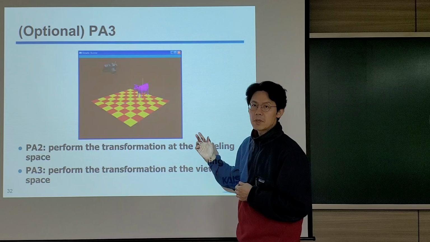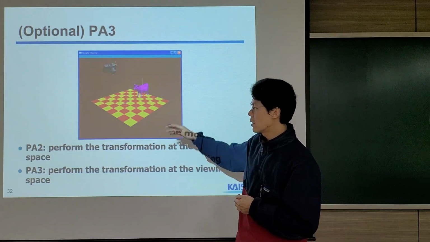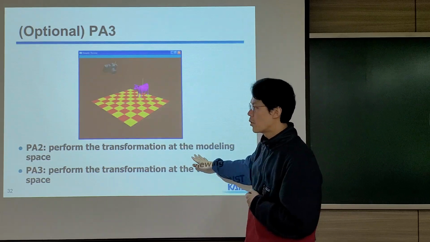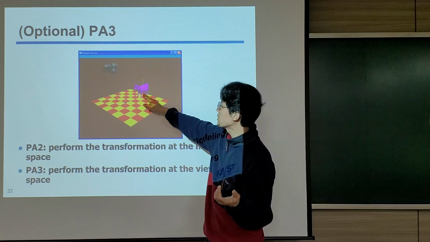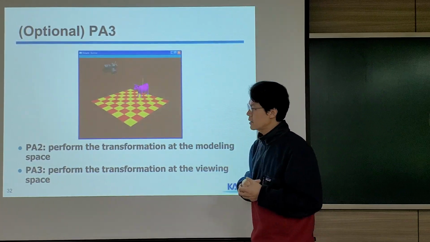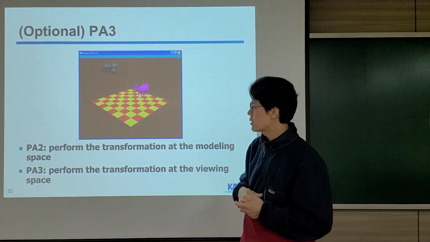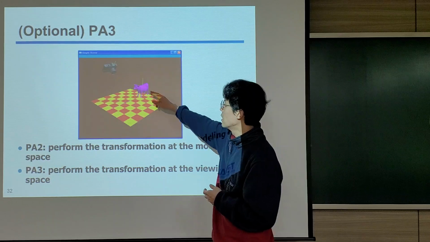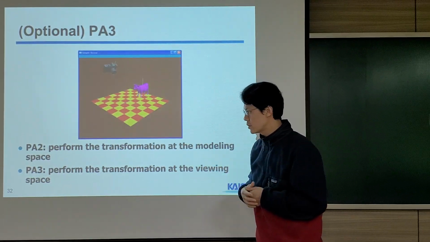Basically, in PA2, the prior programming assignment, you were doing the various transformations in the modeling space. So when you do the translate, you actually translate along its own modeling space. But in a lot of cases, a more sensible transformation is, maybe we want to translate this object in the viewing space. Let me show this example.